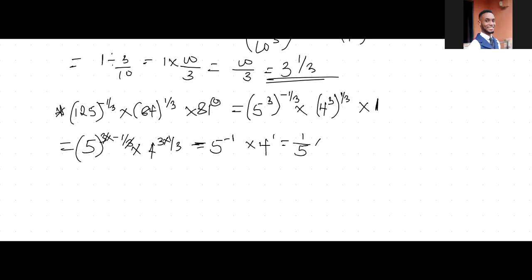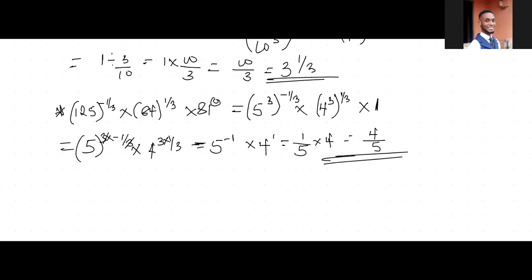We already know the law. That's 1. Then you continue by saying 5, you just take out that 3 multiplied by -1/3, then times 4 raised to the power of 3 times 1/3. So which is equal to, now this will cancel this, so it's going to be 5 raised to the power of -1 times 4 raised to the power of 1. So 5 raised to the power of -1 is going to be 1/5, times 4. Then what do you have? We're going to have 4/5. That is your answer.